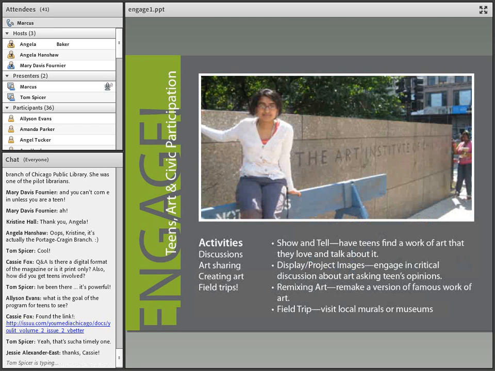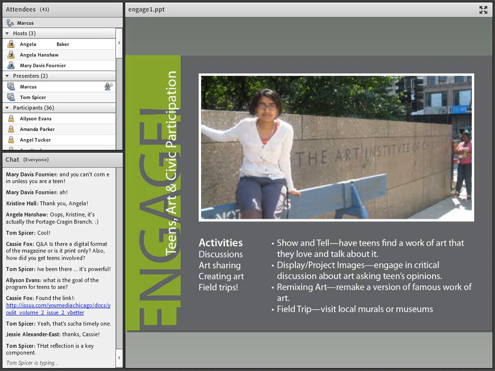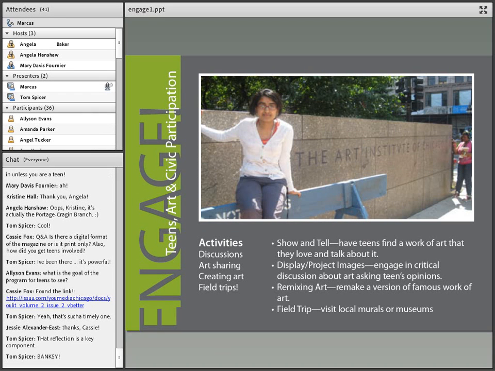So what did we do? We actually had a few activities that involved a show and tell session. We asked our teens to share their favorite work of art. Some teens showed art that was already in the packet we received from the Engage program, like the Shepard Fairey work, and someone showed Banksy. I don't know if you're familiar with the movie Exit Through the Gift Shop. We talked about that and saw clips and such.